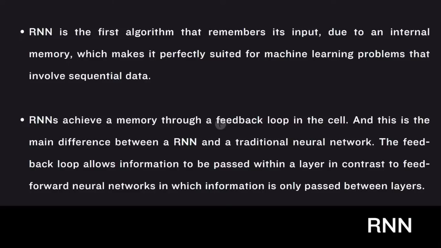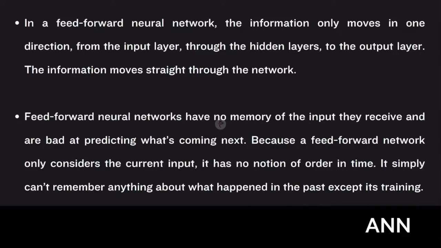Okay. So if you have x1, x2, x3 in the first layer, they will pass the input to the next layer. At the same time, they will pass feedback from one neuron to the other. In such a way, for example, from one feature to the other. We'll be having diagrams to see and learn about it. So in a feed-forward neural network, the information only moves in one direction from the input layer. So this is feed-forward or simple ANN. The information moves in only one direction. It goes from the input through the hidden layer to the output layer. The information moves straight through the network.